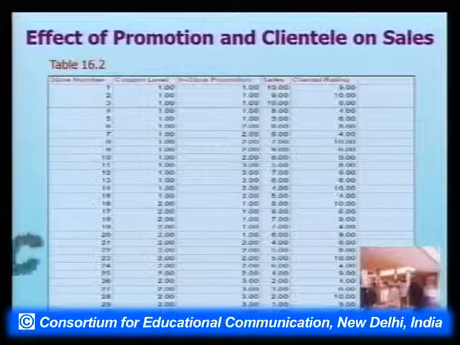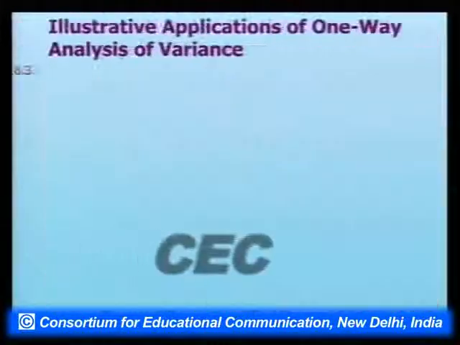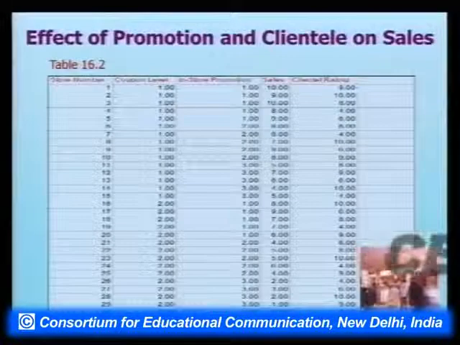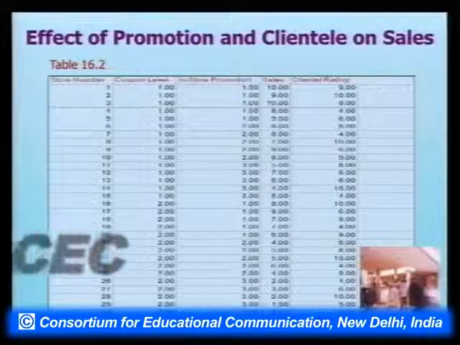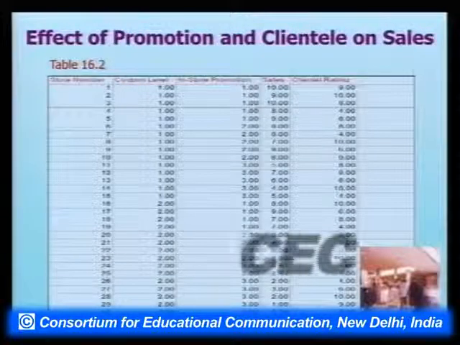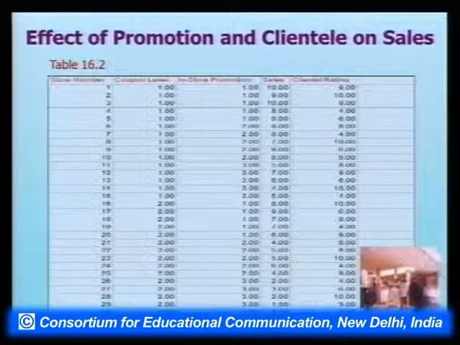This table is the data which has been entered. If you look at the table closely, you can see that we have taken 30 observations, serial numbered 1 to 30. The second column represents the coupon level.